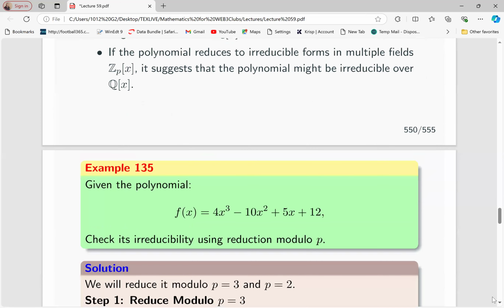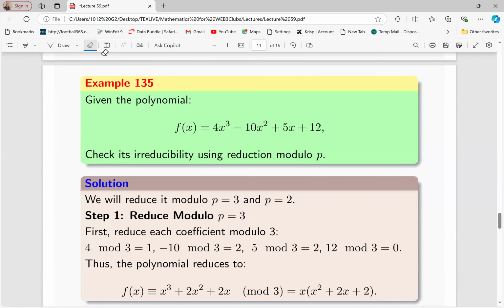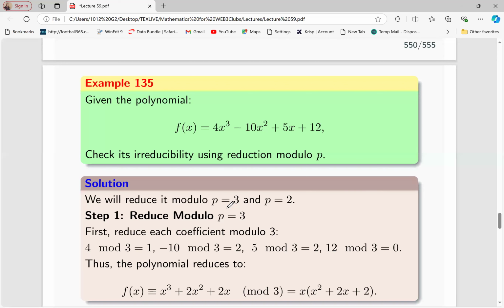Okay, let's just look at this one very fast and then we stop. Check whether this is reducible or not using reduction mod P. So we choose 2 prime numbers, and we just want to see whether we get a polynomial that can be reduced. Is that okay? Yes. So I begin to choose 3. I decide to choose 3.